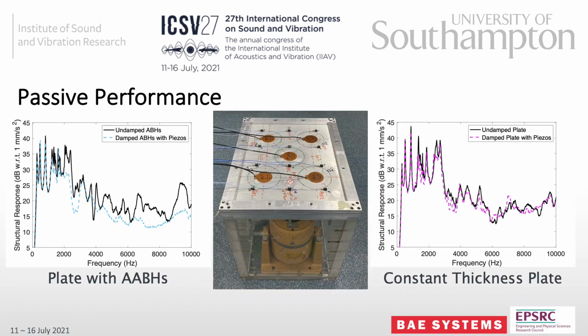The passive structural responses of the plates have been estimated and are presented here. The structural responses have been estimated using an array of accelerometers as shown in the photo in the middle, 12 of them in total, and on the left we have the structural response for the plate with acoustic black holes, and on the right we have the structural response for the constant thickness plate. The black lines represent the plate with no treatment, so no piezoelectric patches and no viscoelastic damping material, and the coloured dashed lines represent the plate with both the piezoelectric patches and the viscoelastic damping material attached.